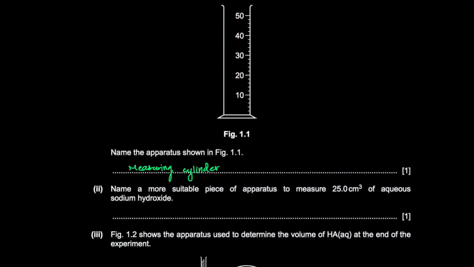So just remember this, okay, that for 25 cm cube, a pipette is much more accurate. For 25 cm cube, a pipette is much more accurate. 1, 2, 5, 10, 25. If you want to measure these specific volumes, then a pipette is better. Okay.